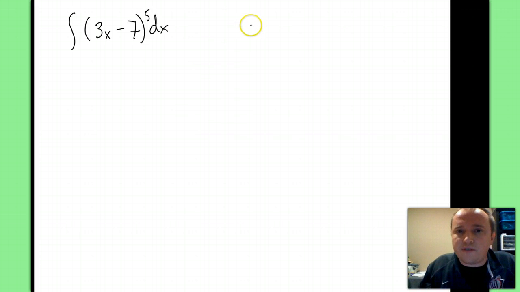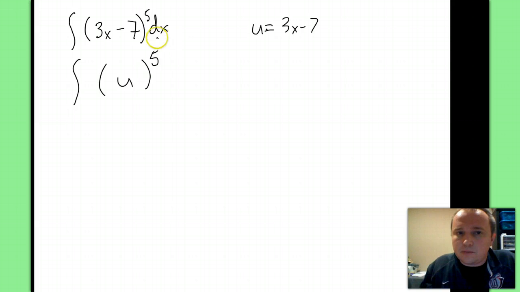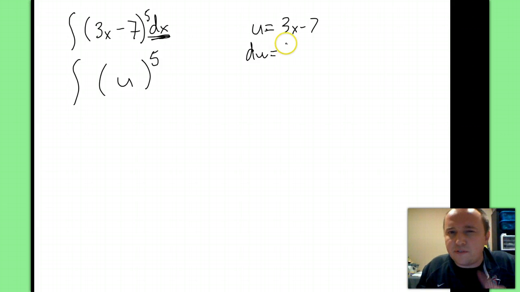What is a thoughtful u for this? u is going to equal 3x minus 7. Look at what I have now: the integral of, instead of 3x minus 7, it's just u. I have to deal with this dx, so we take the derivative. du equals, what's the derivative of 3x? It's 3 dx. A nice little trick is to isolate the dx, so I divide by 3. I have du over 3.